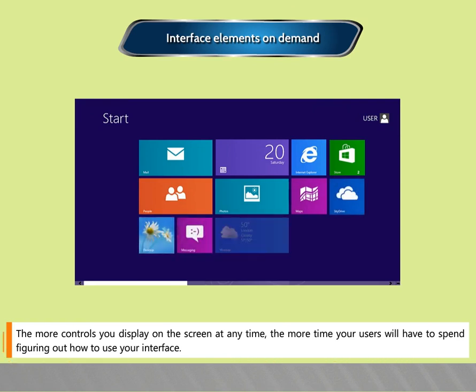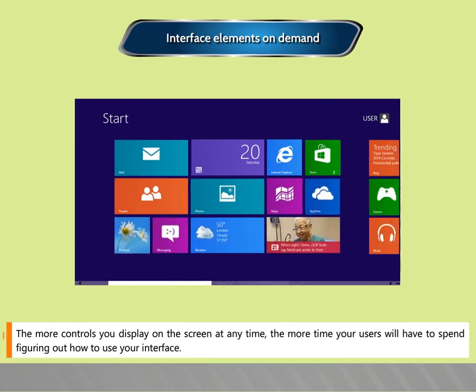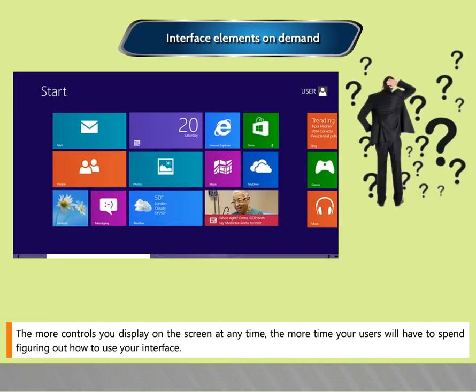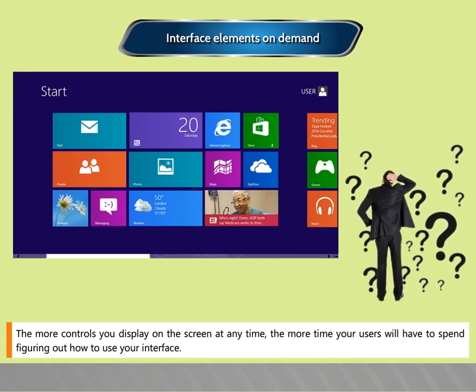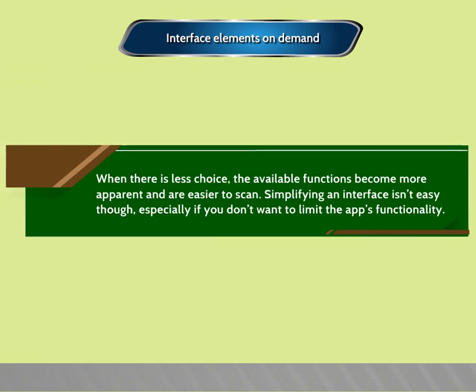The more controls you display on the screen at any time, the more time your users will have to spend figuring out how to use your interface. When there is less choice, the available functions become more apparent and are easier to scan. Simplifying an interface is not easy though, especially if you don't want to limit the app's functionality.